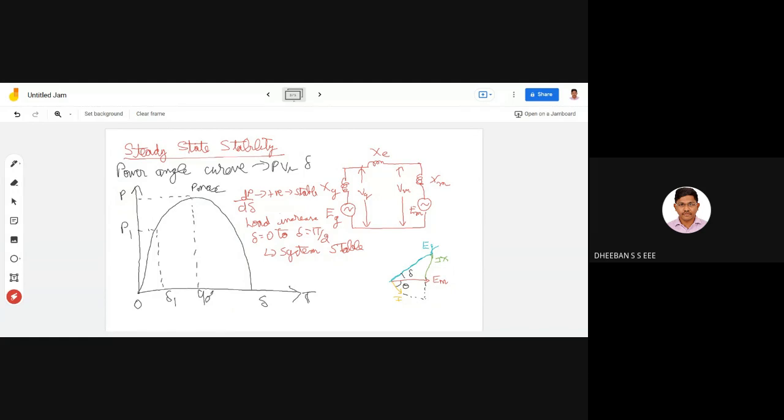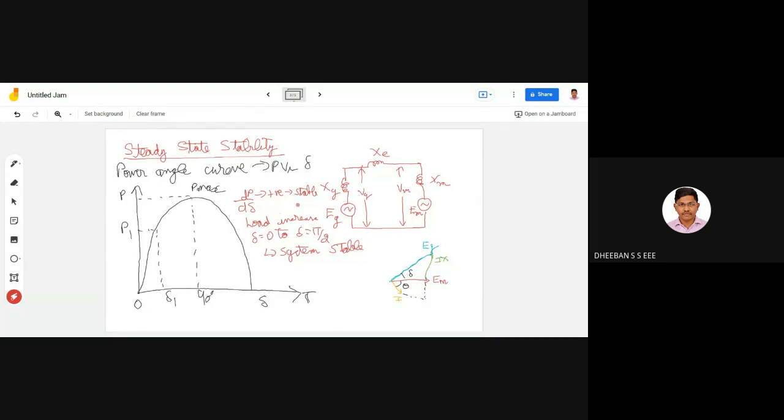In order to have a stable system, this del P by del delta, which is nothing but the slope of this graph. You can get the slope of this graph very easily by taking the tan value. If you take that, you can get the slope of this entire graph, and for that, this dP by d delta, if it is positive, then this system will be stable. If it is negative, the system won't be stable.